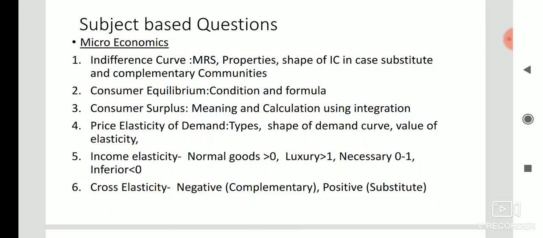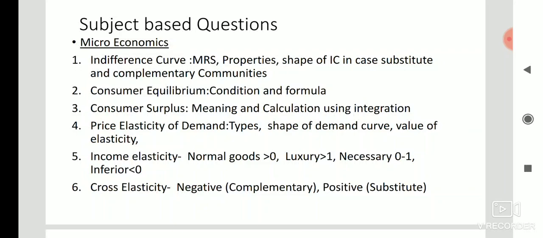It is a printing mistake that it is written as communities, but actually it is commodities, not communities. In case of the indifference curve, MRS is the marginal rate of substitution between two goods, suppose X and Y. It represents the number of Y that must be given up for an extra unit of X, or it is known as the slope of the indifference curve. Similarly, the shape of indifference curves is an important question: in case of substitute commodities and in case of complementary commodities.